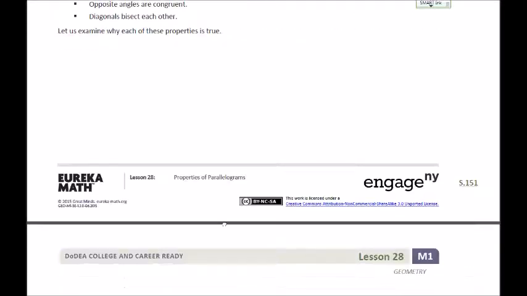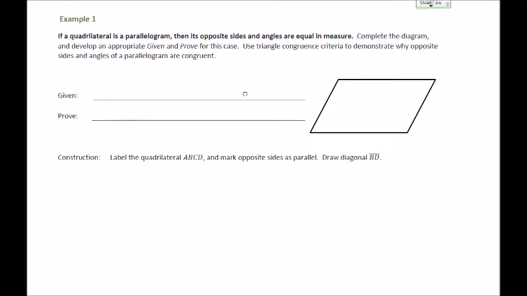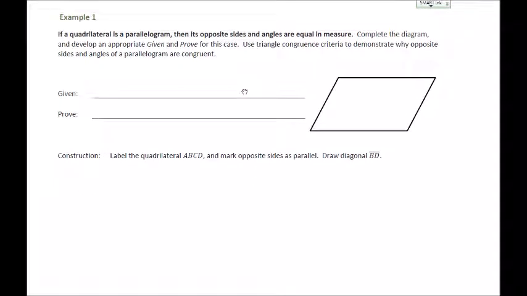We will start this lesson by talking about example 1, which will cover the first 2 bullet points in our standard. Example 1 says, if a quadrilateral is a parallelogram, then its opposite sides and angles are equal in measure. This is exactly what was mentioned in the first 2 bullet points of our standard. Now, this is a conditional statement with an if and a then, and this part is what gives you the given. So we're given a quadrilateral.